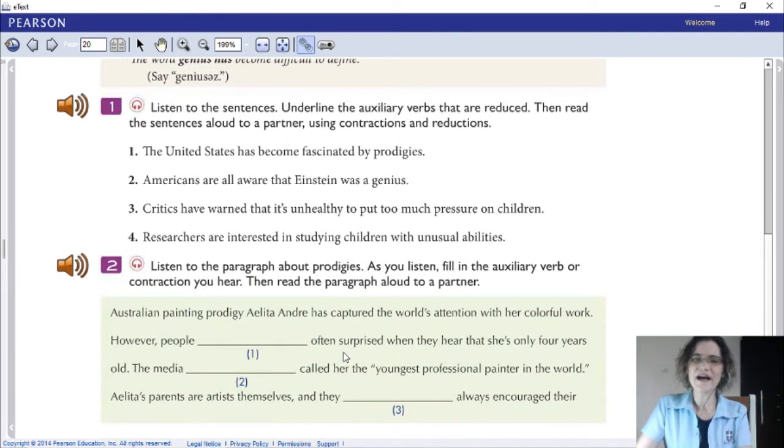Okay, we're going to try it out. I'm going to turn on the audio. You listen to the sentences, and I'd like you to underline the helping verbs that are reduced. So the ones that have been made shorter or attached to the word that is pronounced. Yeah? Let's try to do that. Listen and underline the auxiliary verbs that are reduced.